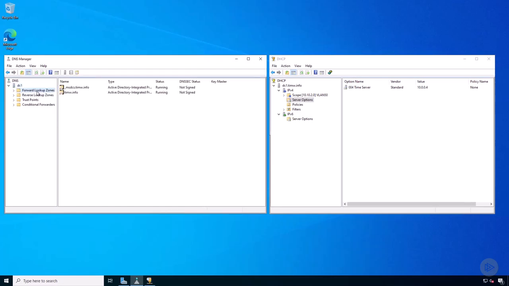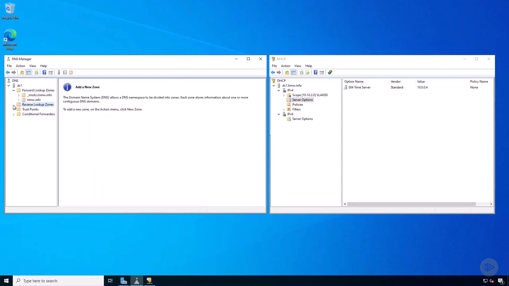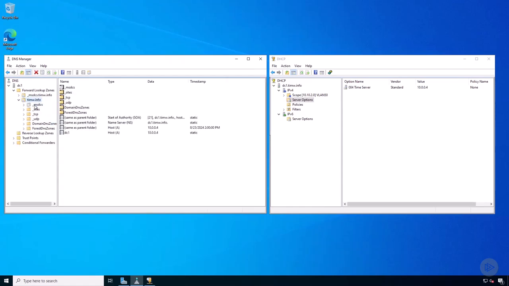The actual zones themselves can be forward, with A and quad A records and so on. You can also optionally create a reverse lookup zone that starts with IP addresses and goes to names, rather than the traditional forward resolution of name to IP address.